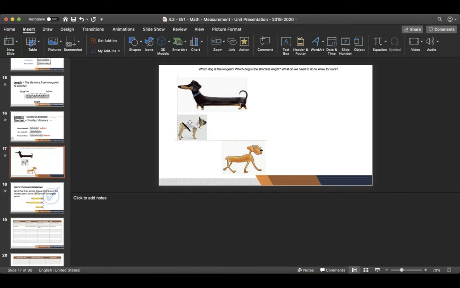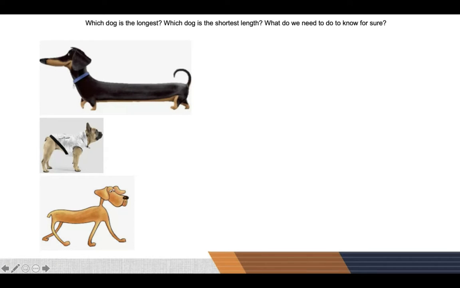So let's rearrange these to all have the same starting point. Now they're all lined up, and now we can compare them. Because they all have the same starting point, it's a fair measurement. The one that sticks out the most is going to be the longest one. So dog number 1 over here is the longest. I'll put an L for longest.